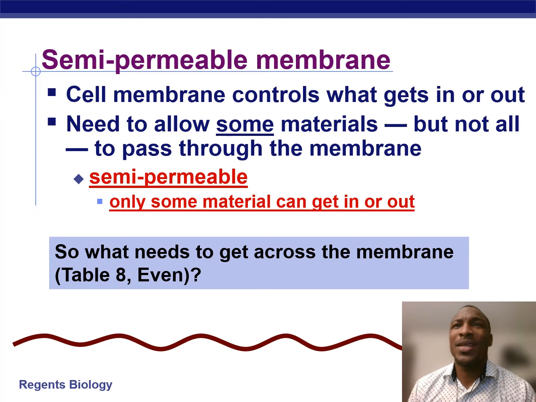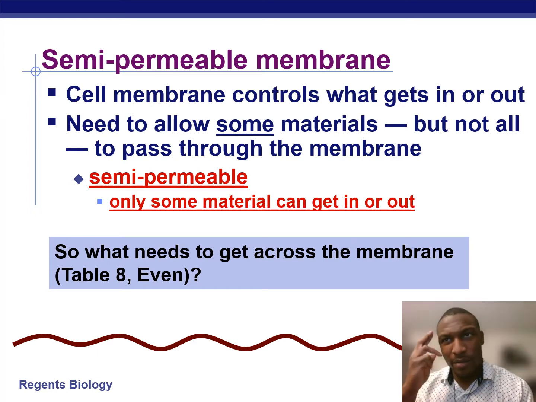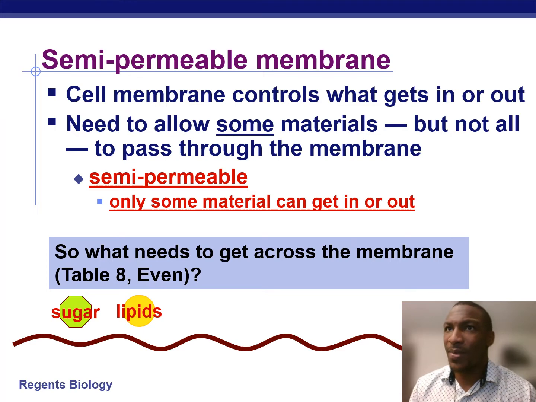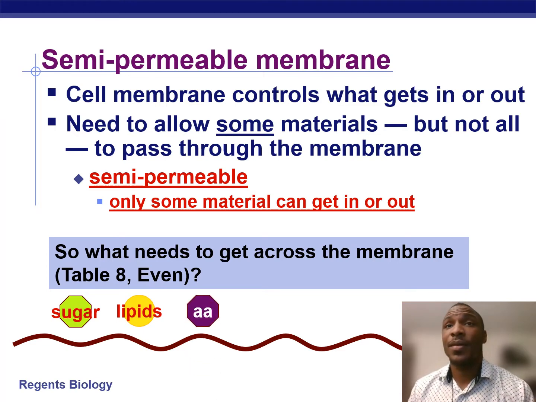So what needs to get across the cell membrane? Think about it. What does it need? Sugar, which is our food. Lipids, because it's mainly made of lipids, so lipids can actually go through. Ammonia, because you need to get that out. Oxygen, because it's small. And then water needs to get through too, right?